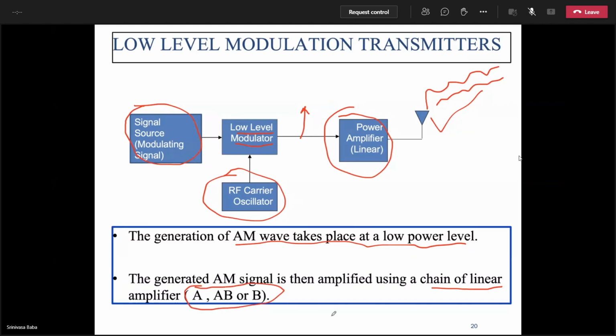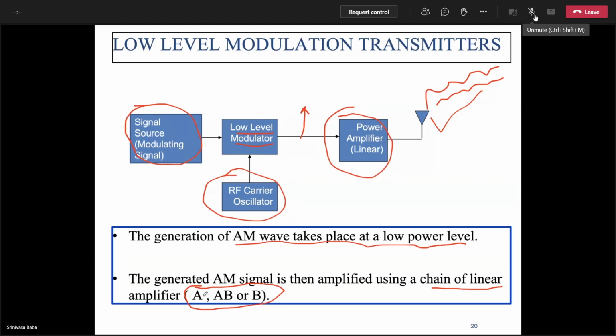A, comma, AB, comma, B. What is the meaning of this? Anybody? A, comma, AB, comma, B. Class A, class AB, class B. I have not mentioned class C. They are class A or class AB or class B power amplifiers.